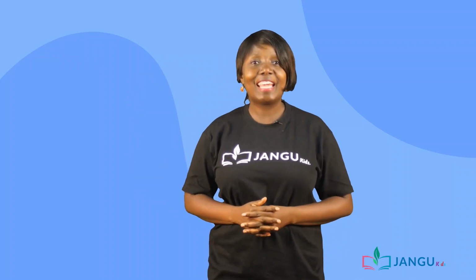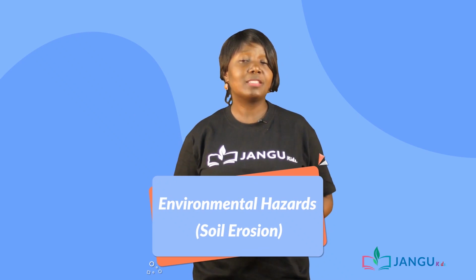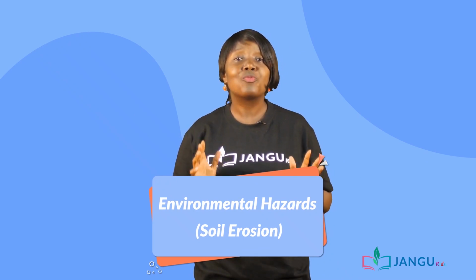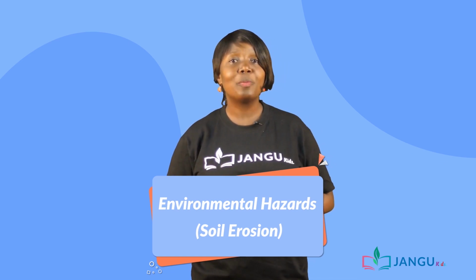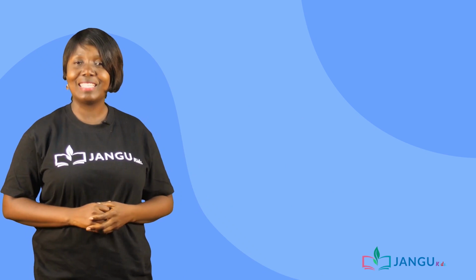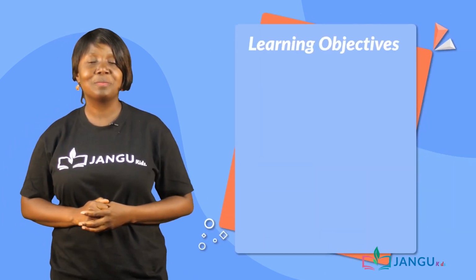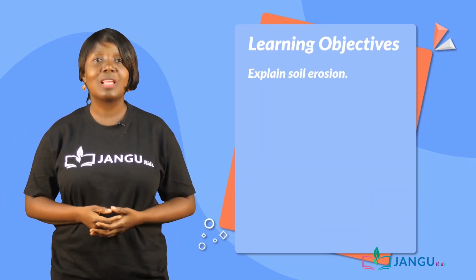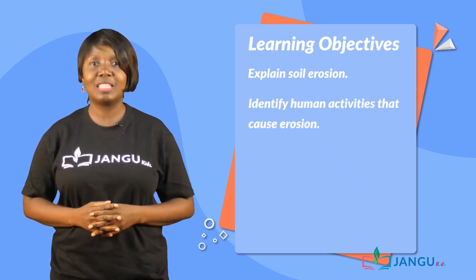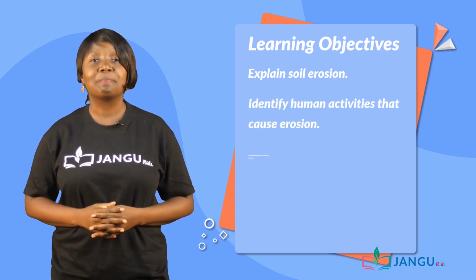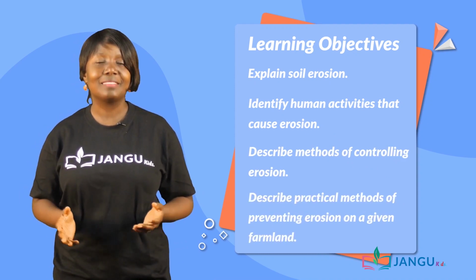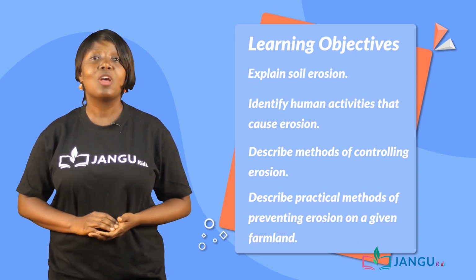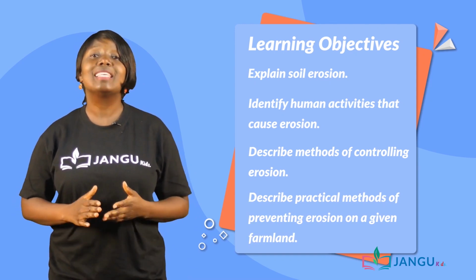Hello! Today we will learn about environmental hazards, soil erosion specifically. This is the first of a two-part lesson, and at the end of the lesson, you should be able to explain soil erosion, identify human activities that cause erosion, describe methods of controlling erosion, and describe practical methods of preventing erosion on a given farmland. Let's begin.